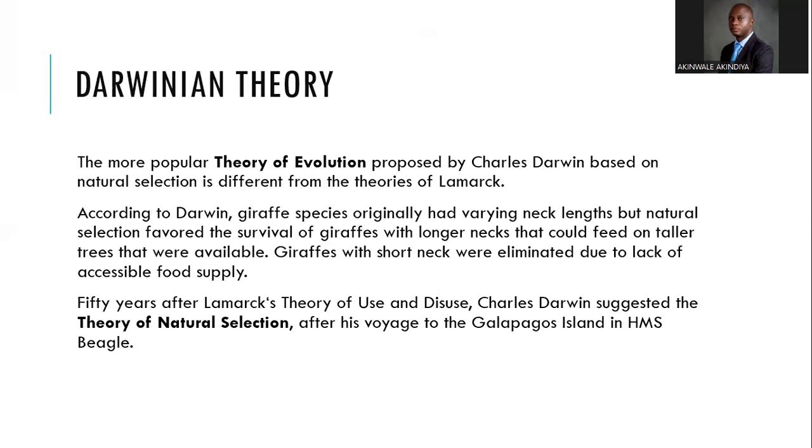Then came Charles Darwin. So we have the Darwinian theory. The more popular theory of evolution proposed by Charles Darwin based on natural selection is different from the theories of Lamarck. According to Darwin, giraffe species originally had varying neck lengths. But natural selection favored the survival of giraffes with longer necks that could feed on taller trees that were available. Giraffes with short necks simply died out. So that makes more sense, right?